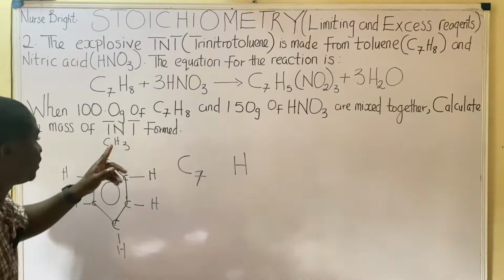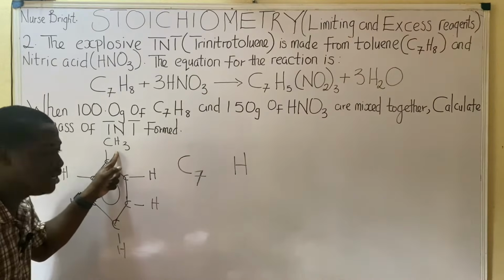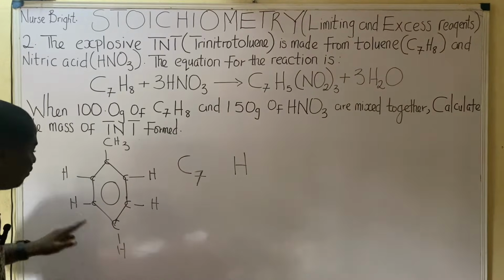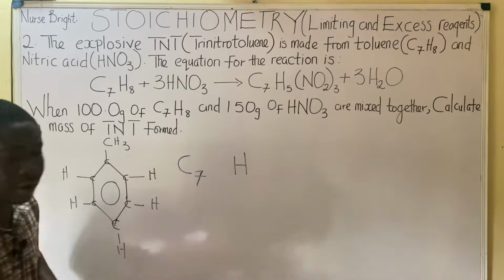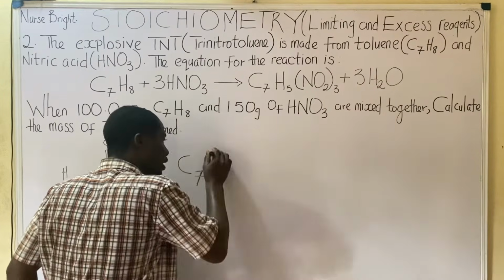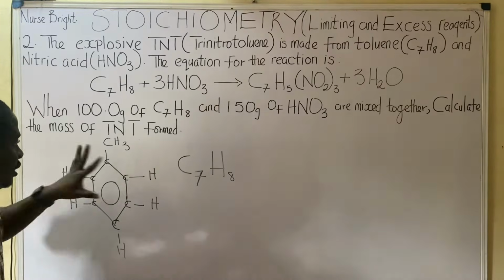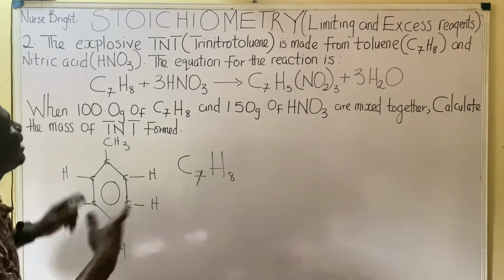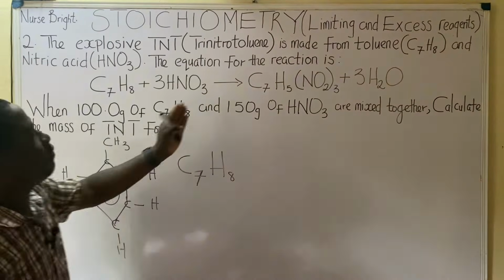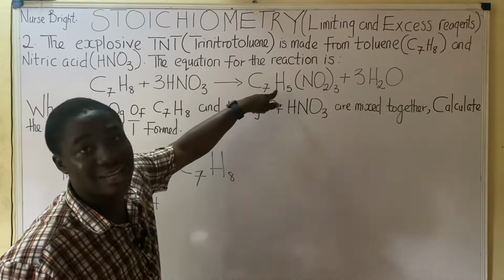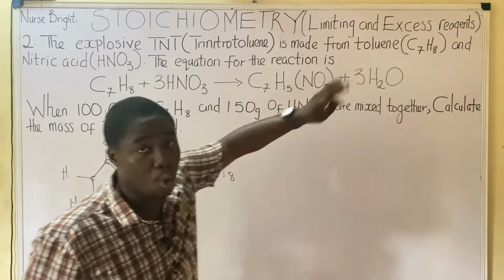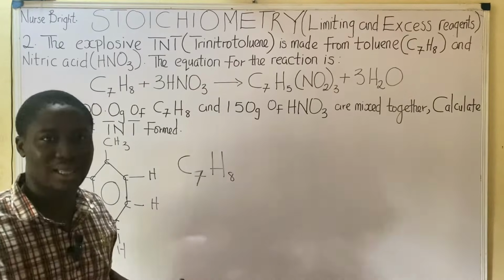I don't know, let's count if it's 8. So here is 3 already. Here is 4, 5, 6, 7, 8. Correct. Okay, C7H8. So this is toluene. That's what they told us. I believe you are following me now. They now said that both of them reacted to give rise to this TNT, trinitrotoluene, plus H2O. So let's solve the question together.